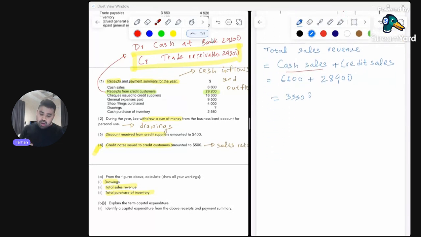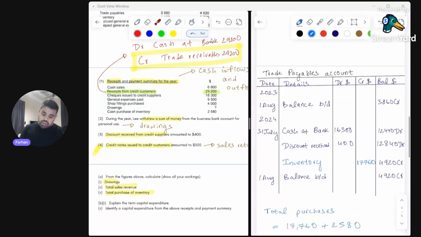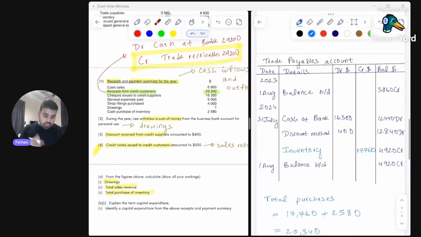The last part is to calculate the total purchases of inventory. Based on the question, we are already provided with the cash purchase of inventory. So now we need to find the credit amount, which we can calculate by preparing the trade payables ledger account. Okay? So now let's look into the construction for the trade payables ledger account.